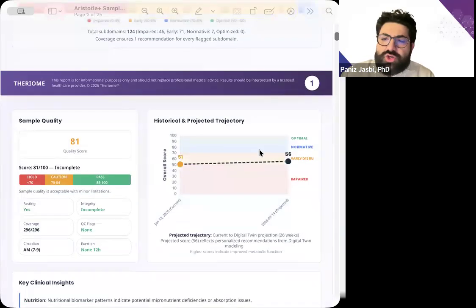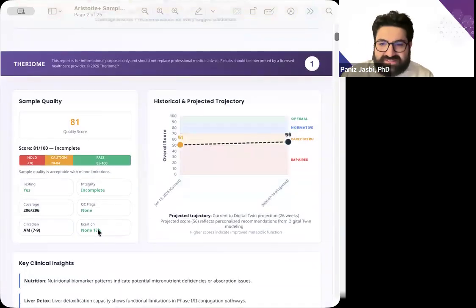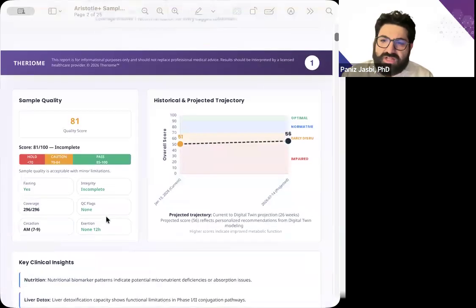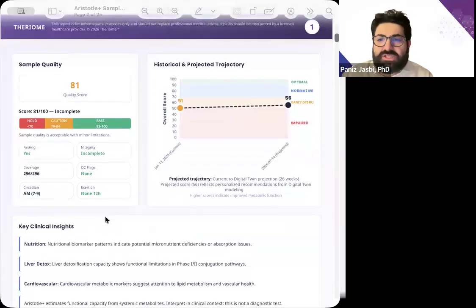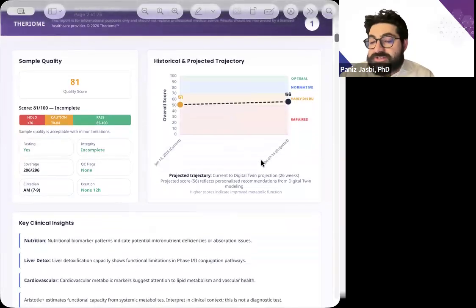Now, on page 2, we're going to validate the sample and set expectations. So here, if I can move to page 2 a little bit lower, the page is answering 2 questions. Do I trust this sample enough to act? And what trajectory are we aiming for? First, let's look at sample quality. In this sample report, the quality score is 81 out of 100 and is labeled as cautious.